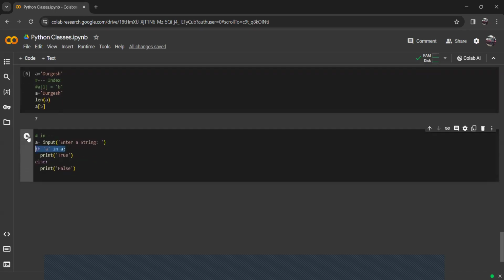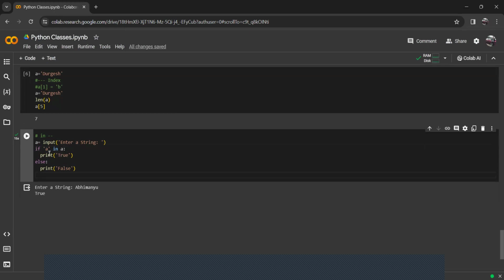So let's do this. See, first it will ask me something: enter a string. I will enter the string Abhimanyu. Now I will press enter. See, I'm getting the output true. If you want to check, see, in Abhimanyu, small a is there. So I want to check if a in a. It is just like the like operator. You have learned about the like operator. It's just like the like operator. I am checking if a letter is present in my string, then print true, else print false.